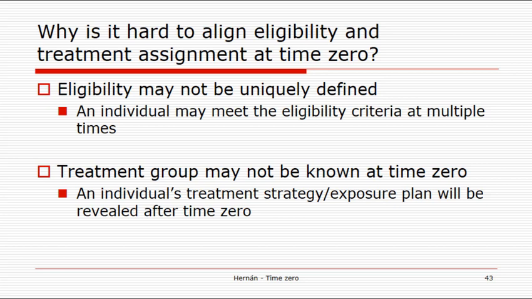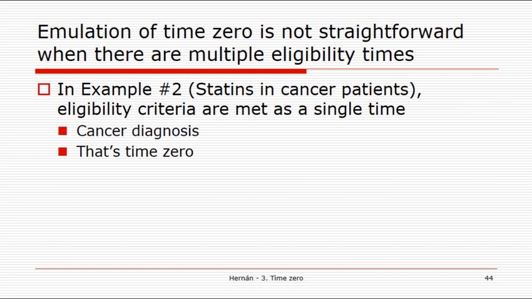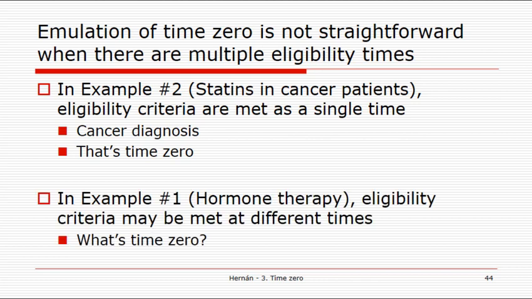So let's talk about the problem that eligibility may not be defined at a single time. And this didn't happen in the statins example that I gave you, because there time zero was the time of a first diagnosis of cancer. And for any of us, there's only one time in our lifetime where that is going to happen. So time zero could only be that time. But in the case of hormone therapy, for example, all the eligibility criteria could be met by a woman at age 55, or 56, or 57, or 58, or 59. So the same woman could meet the eligibility criteria at multiple times. Which of those times do we choose as time zero?